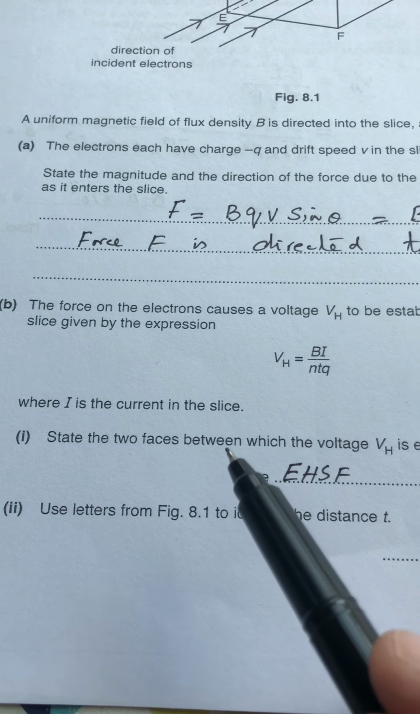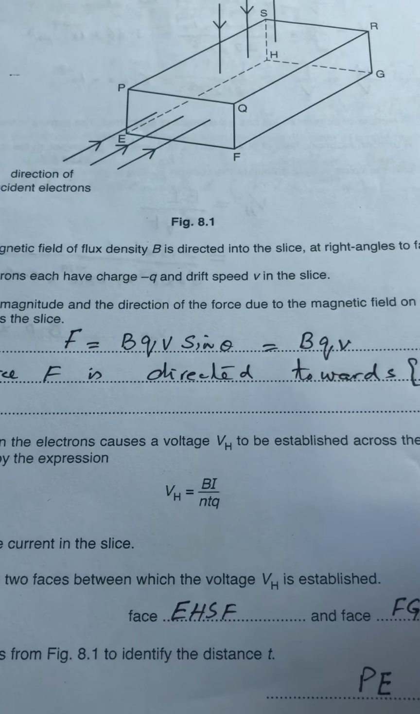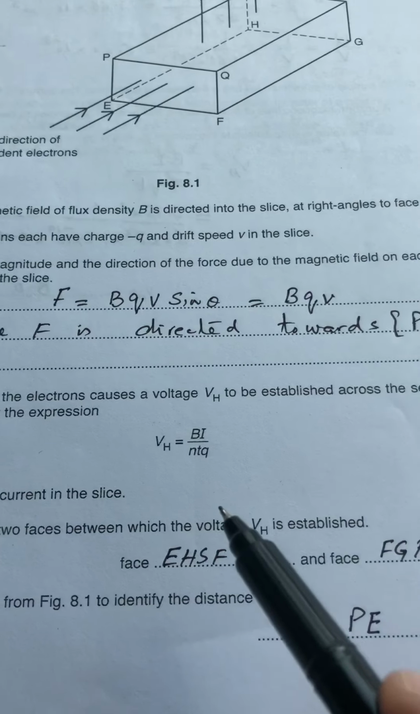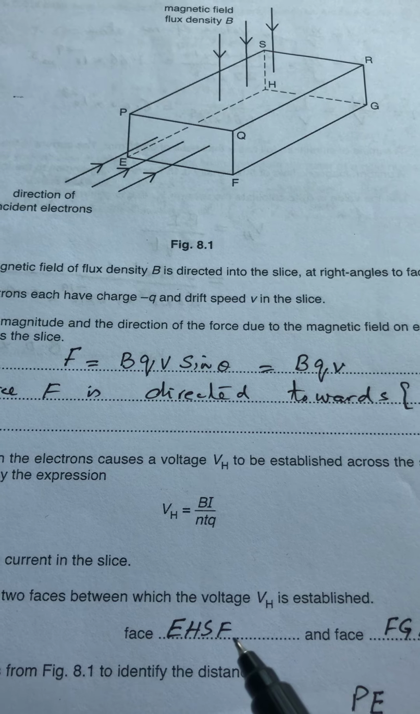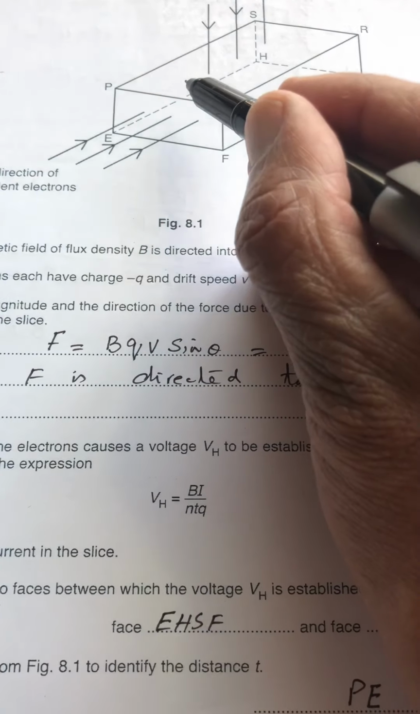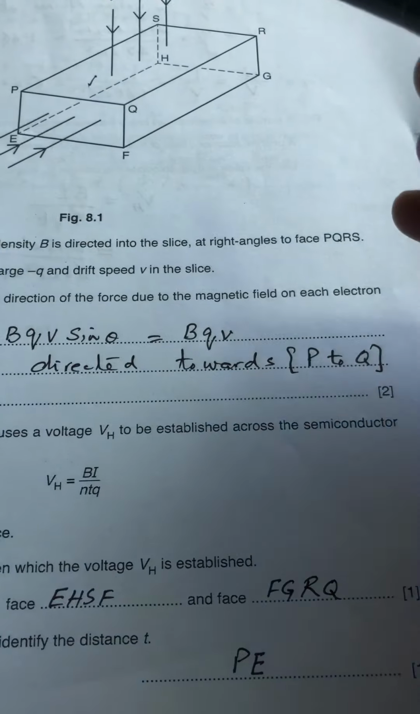State the two faces between which the Hall voltage V_H appears. So this is the face, right? The first one is EHSF, this one. And the second is FGRQ, so this one.